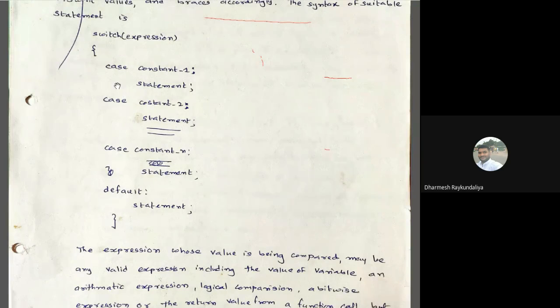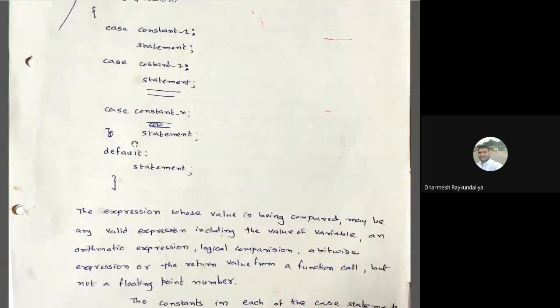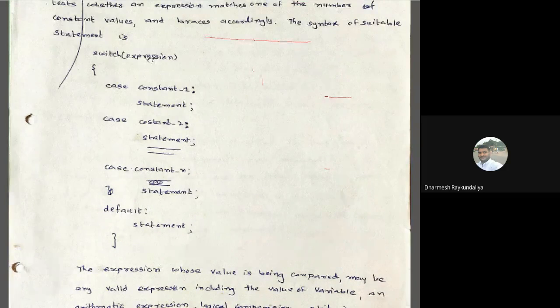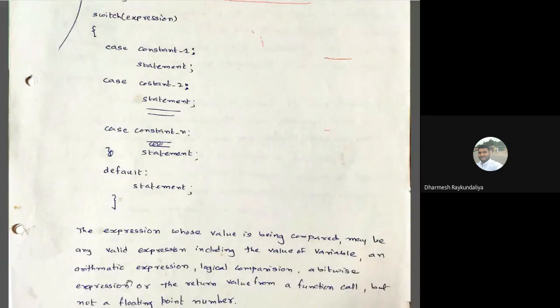So let us say you have added such n constants. Case is in small letters, it is a keyword. The constant can be any character or integer number. And the last statement is the default statement. If your expression is not matching with any one of the constants, then control will transfer to the default statement, where you have to give some information or a statement to the users. And this is the end of the switch statement.